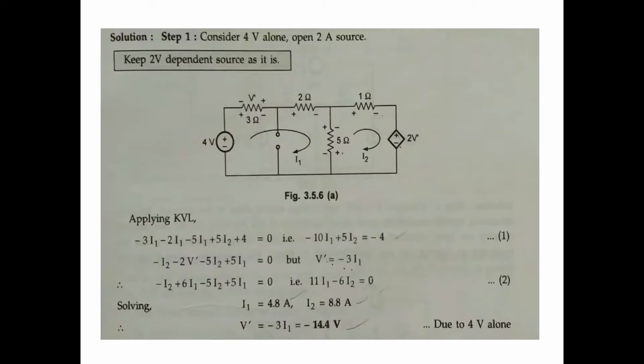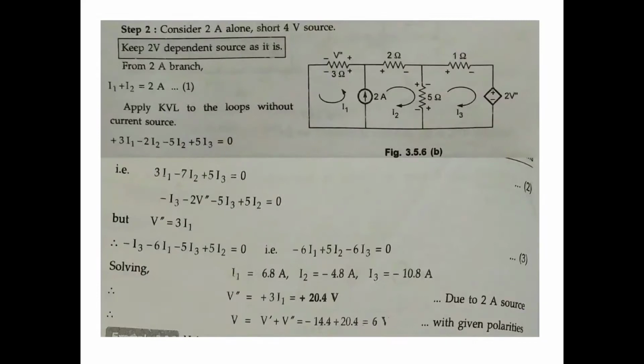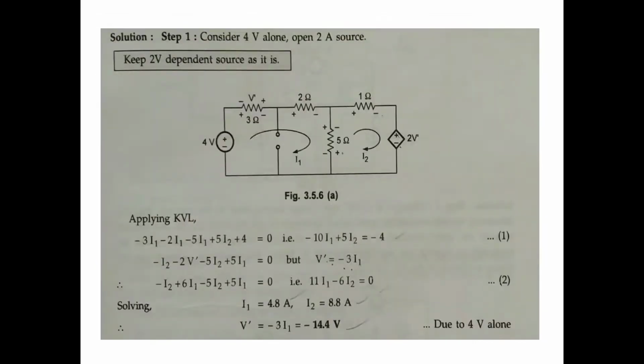Applying KVL. First plus 2 minus 3i1, plus 2 minus 2i1. Next minus plus 2 minus 5 times i1 plus i2. Minus 5i1 minus i2. Finally 5i1 plus 5i2 plus 4 equal to 0. To simplify that, 3 plus 2 plus 5, this is 10i1 plus 5i2 minus 4, equation number 1.